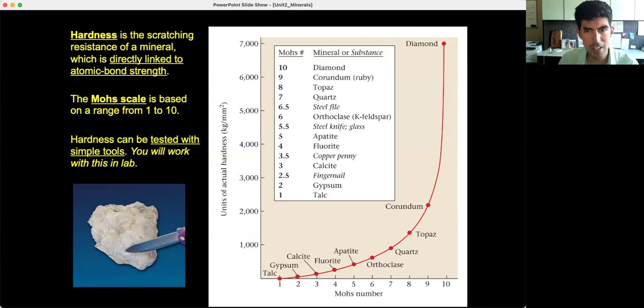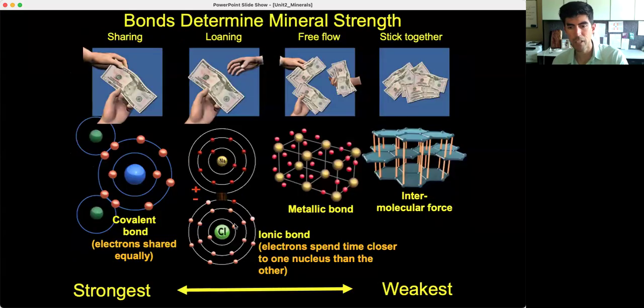And it doesn't just trend linearly. Let's take, for example, apatite. Diamond is not twice as hard as apatite. It actually scales exponentially. And apatite is 10 or 20 or 30 times weaker than diamond. Diamond is incredibly hard. It really sort of goes off the charts when we think about just how strong it is. And remember, here is sort of our trending list from strongest to weakest. Covalent bonds are the strongest. Next are ionic bonds, then the free-flowing metallic bonds, and then finally we have those intermolecular forces.